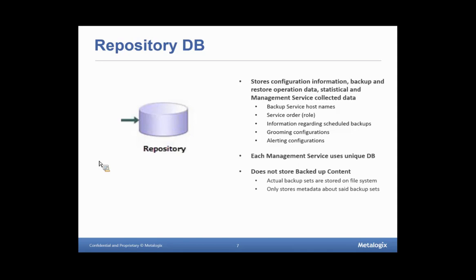Information regarding the scheduled backups. When are my schedules kicking off? Are they fulls? Are they differentials? What components are involved in those backups, et cetera. Grooming configurations. How often do I want to delete data from my backup set location? How old do I want to keep data? Do I want to delete things after 2 weeks, after 90 days, et cetera? And then alerting configurations. Every time a successful or failed backup occurs, we can opt to have an email sent out or see an alert message in our UI. So those obviously are records represented in that database as well.